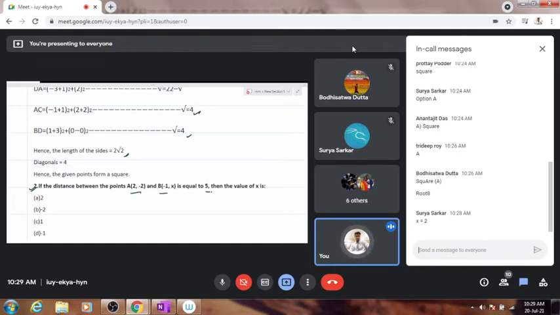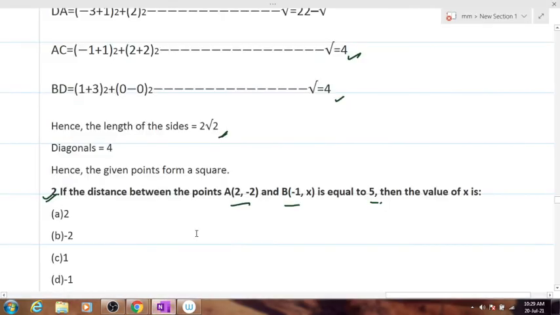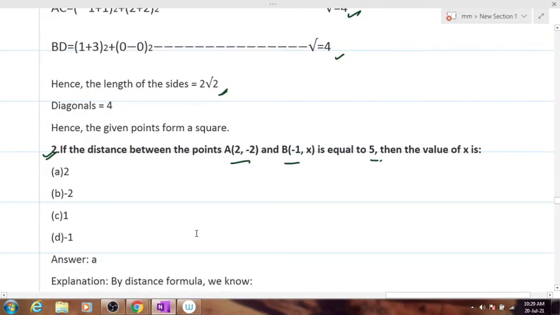X is equals to C, 2. Option A or B? Do it very carefully. Option A or B? 2. So I've got the majority as 2. Answer is 2. Clear? I hope there was no problems doing this numerical.